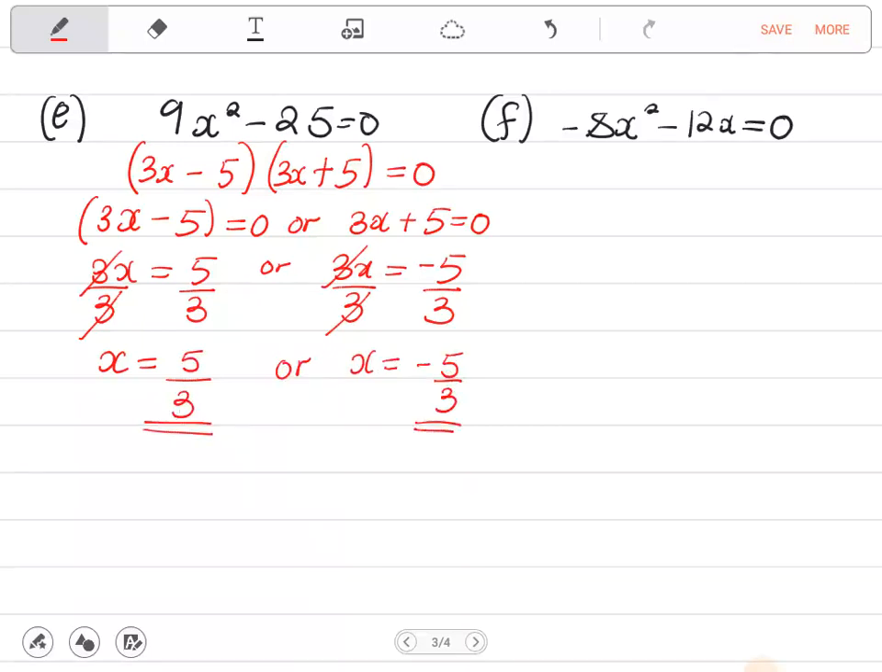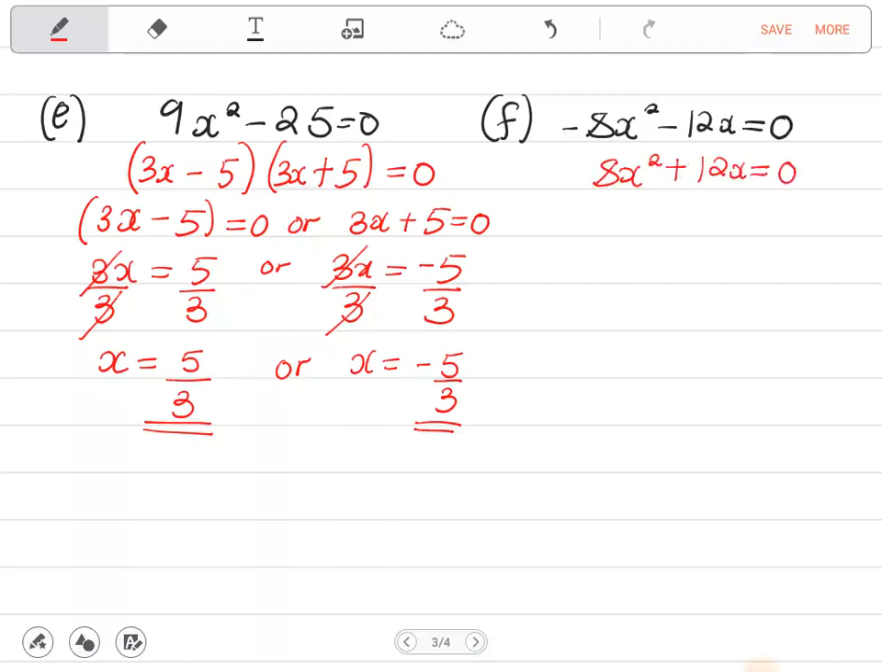The last one is negative 8x squared minus 12x is equal to 0. Now, this one we can't use the difference of two squares because 12 is not a square, even 8 is not a square, but we can divide negative throughout. So let us first divide negative throughout. So we get 8x squared plus 12x, we say equal to 0, right?